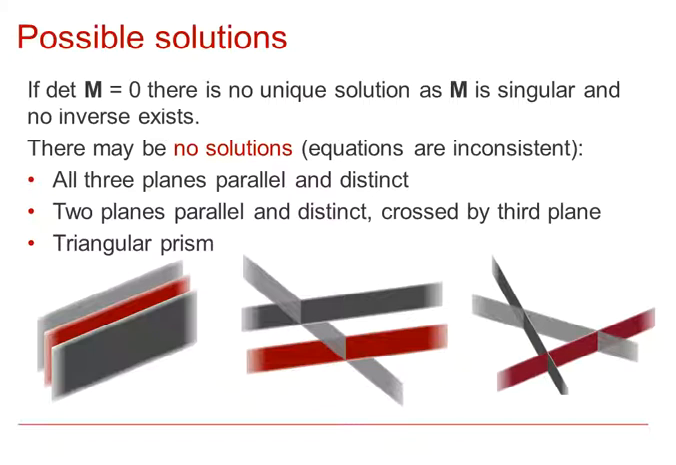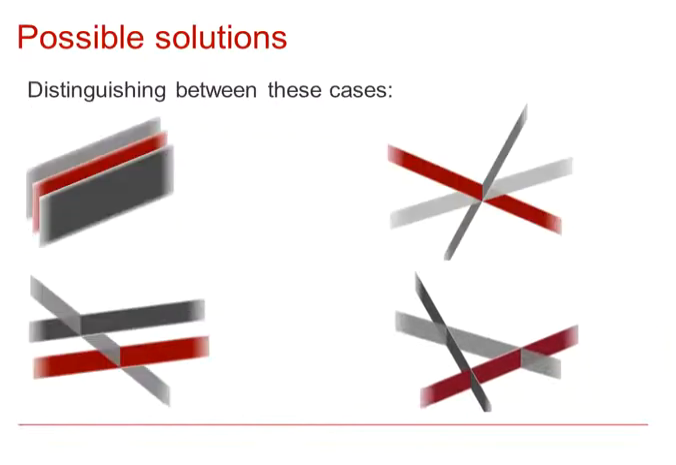There may be no solutions and the equations are inconsistent. So there are 3 possibilities here. All 3 planes are parallel and distinct, which is the first diagram. 2 planes are parallel and distinct, crossed by a 3rd plane, which is the second diagram. Or we have a triangular prism in the 3rd diagram.